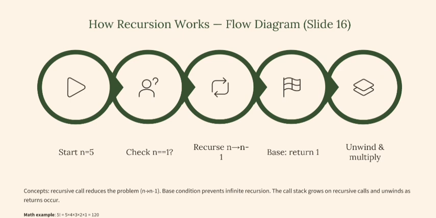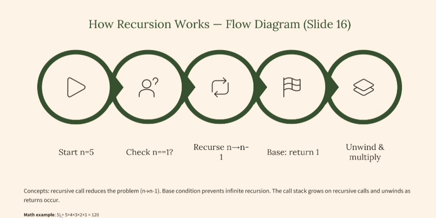Okay, how recursion works. Let's understand recursion using factorial. Factorial means multiplying a number with all the positive numbers below it. For example, 5. It means 5 into 4 into 3 into 2 into 1. The answer is 120.